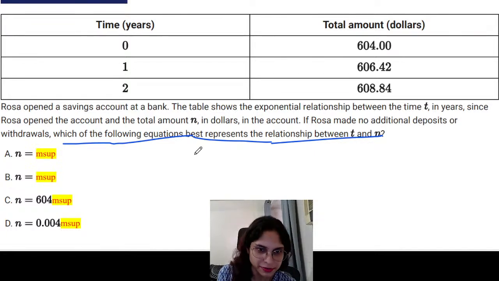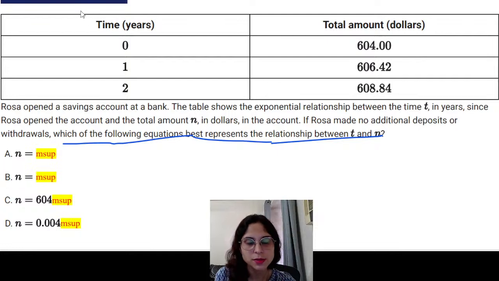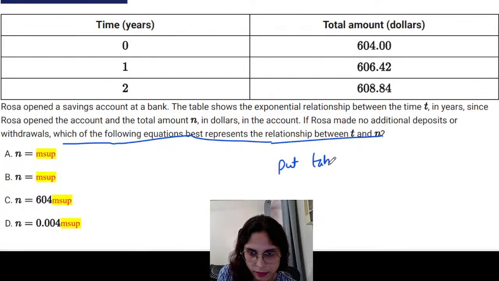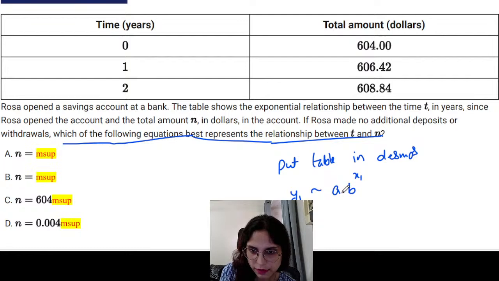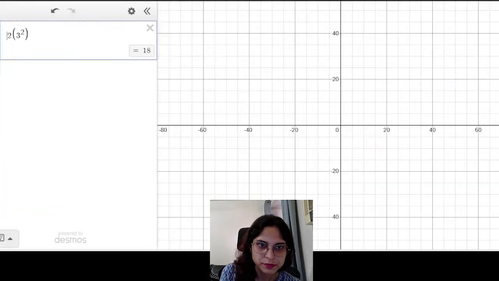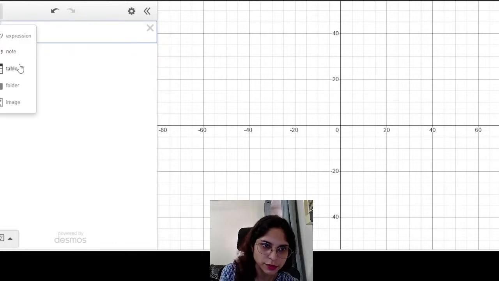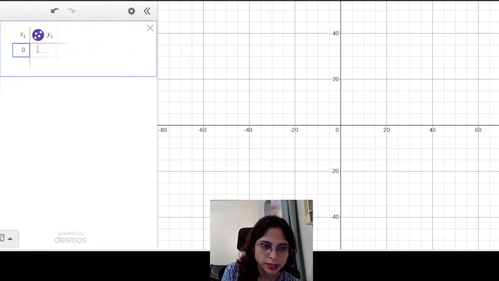So what I will do for this is proper Desmos question. Put the table in Desmos and get the equation. Then you just have to write y1 tilde sign a times b to the power x1. You will get the values of a and b. You can directly see the value of a is 604 because the value of a is your y-intercept, so that's not a problem. Even if you do not know, you can type it, but it is 604.